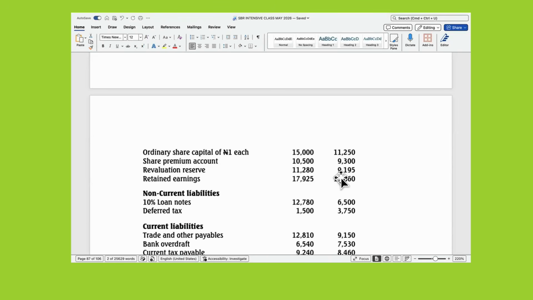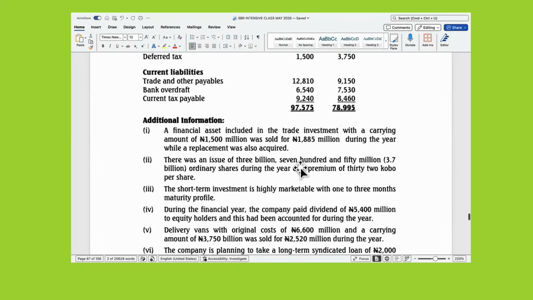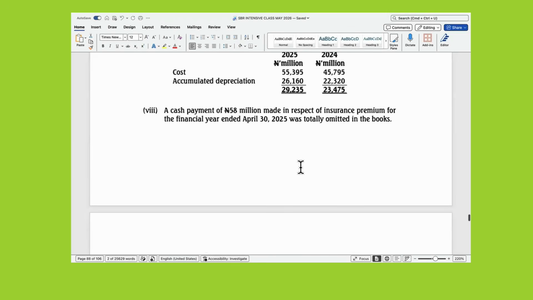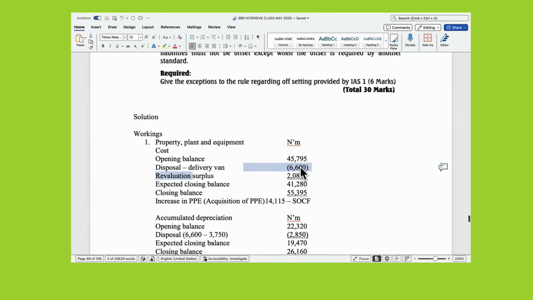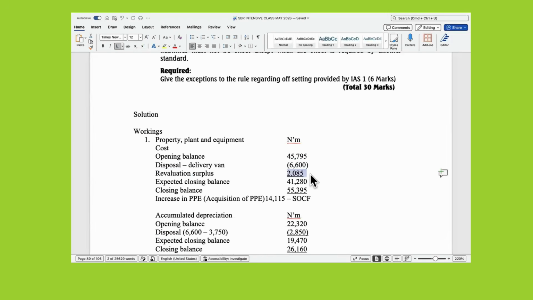At the beginning, it was 9,195. At the end, it was 11,280. There is a movement there, meaning there is an increase. The difference is the evaluation surplus for the year. One leg goes to equity, the second leg goes to asset. So this also causes movement in asset.